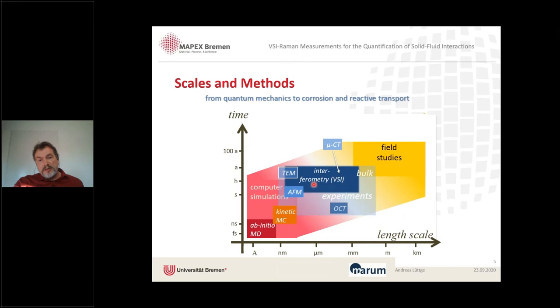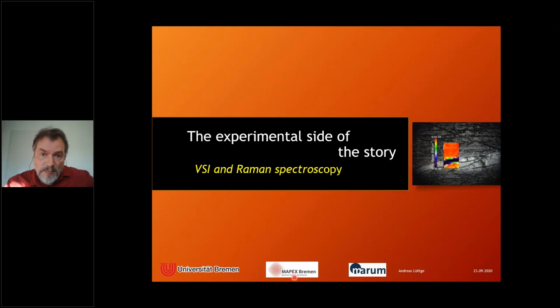And then it is complemented by techniques like atomic force microscopy. We go to smaller scale questions. We typically use ab initio parameterized kinetic Monte Carlo simulations. So today I want to focus on the experimental side of the story, and particularly on vertical scanning interferometry in combination with Raman spectroscopy.